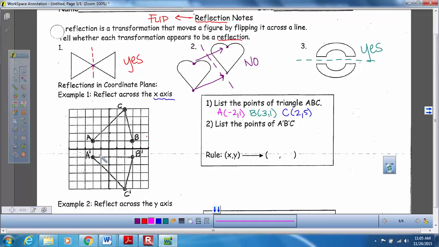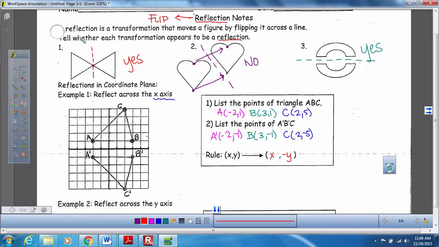So they want us to list those points now. Looking at A prime, now would be -2, -1. B would be 3, -1. And C would be 2, -5. Now, looking at each set of points, what do you notice changes in each one? In each one, the y value becomes negative. So the rule that you will notice is that our x stays the same, y becomes negative, or changes sign.